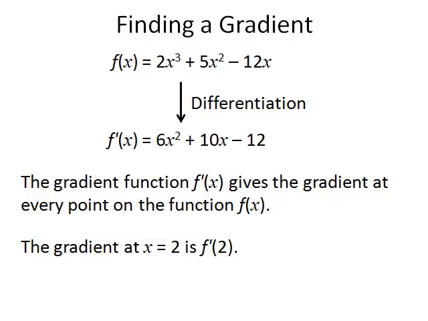And since it gives the gradient at every point on the function, to find the gradient at x is equal to 2, we put 2 into that f dash of x, and we find 6 times 2 squared plus 10 times 2 minus 12 is 32. That's our answer.